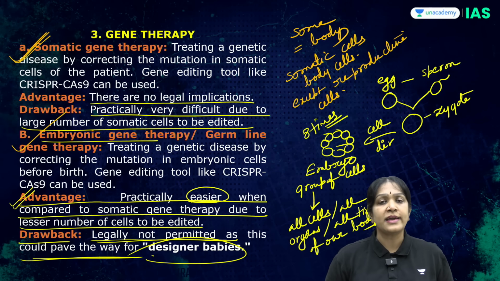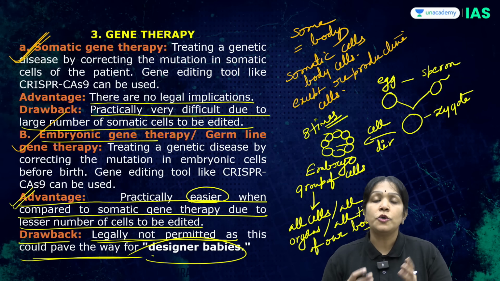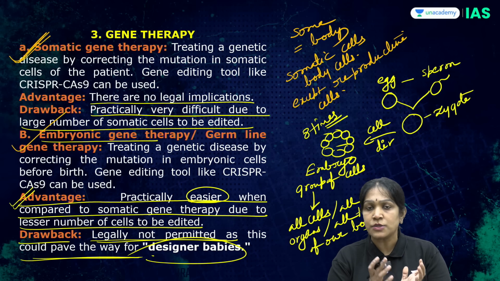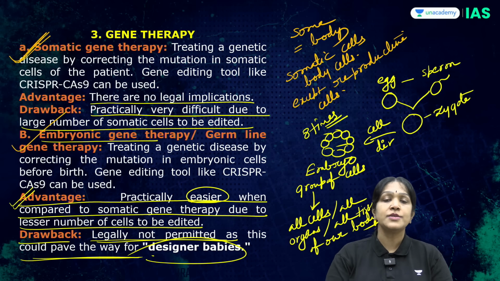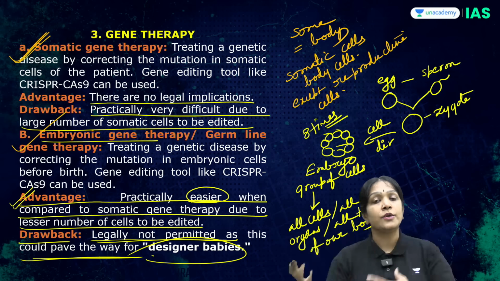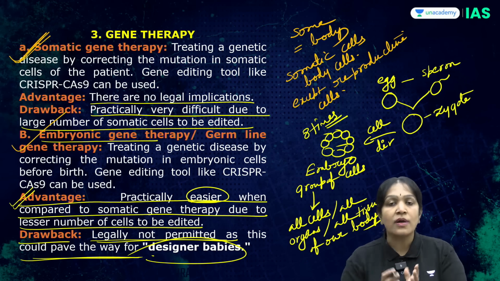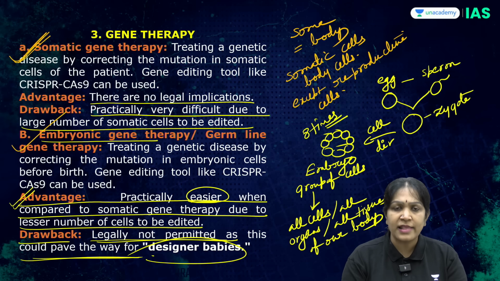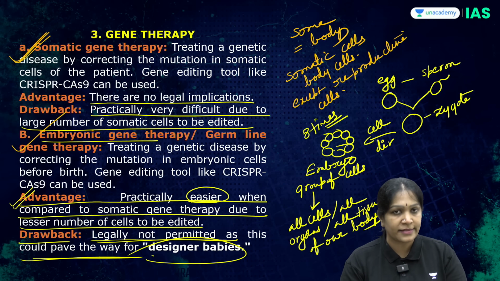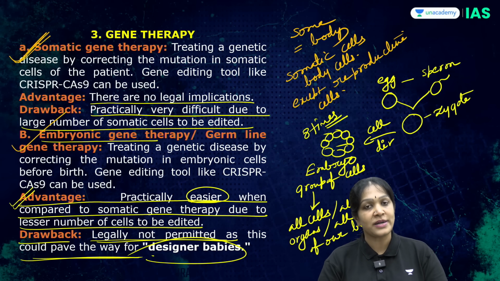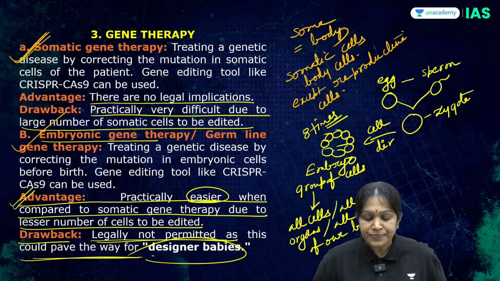Why is it not legally permitted? It is good to prevent the genetic diseases before even the baby is born. It is quite good to do that. Then why is it not permitted? It can lead to designer babies. What are the designer babies? Designer babies are like a baby with all the expected features, like healthy, strong, beautiful, like that. And it will add to another source of human discrimination. So therefore, it is not supposed to be permitted.